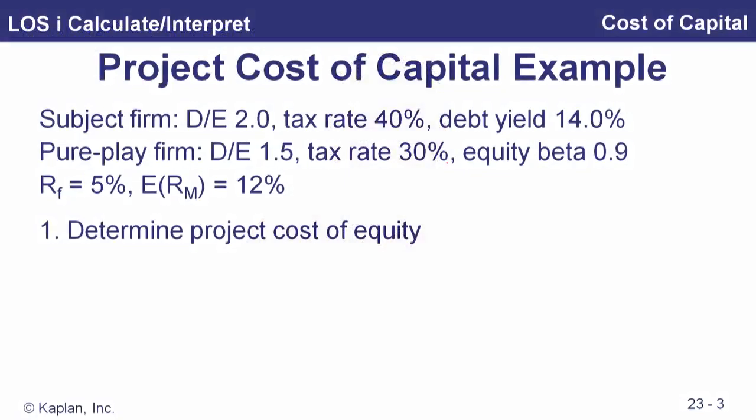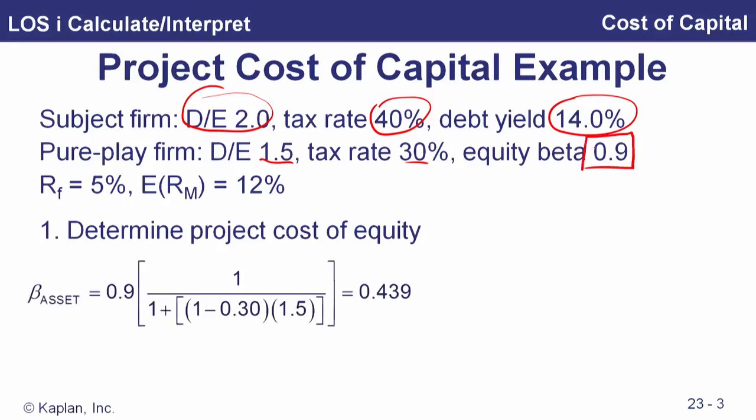So if our subject firm's debt equity ratio is 2, our tax rate is 40%, our debt yield is 14%, our pure play firm has a debt equity ratio, a little less leverage than we do at 1.5, a little lower tax rate for whatever reasons, and an equity beta, that's what we're starting out with, of 0.9. So what's our first step here? Well, our first step is to unlever that beta based on the pure play firm's debt to equity ratio and tax rate, and see that that's 0.439.